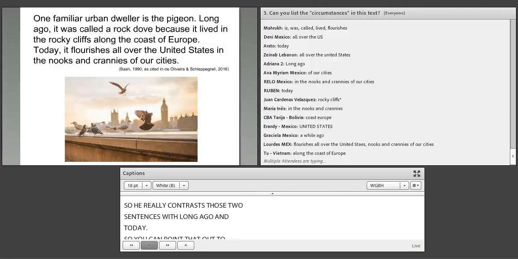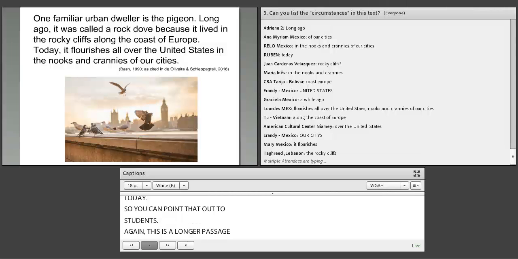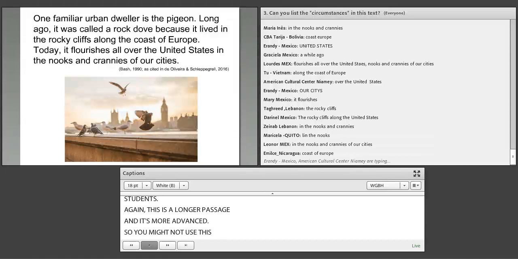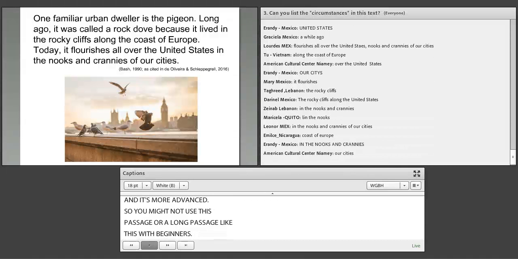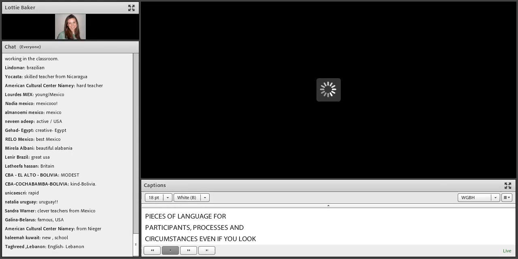Again, this is a longer passage and it's more advanced, so you might not use a long passage like this with beginners, but you can start having students from the very beginning analyze pieces of language for participants, processes, and circumstances, even if you look at short sentences. Okay, let's go back to the presentation.